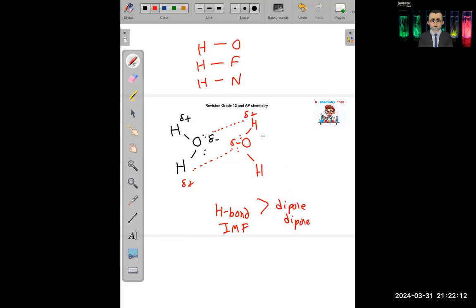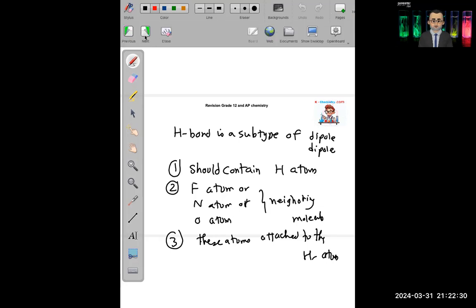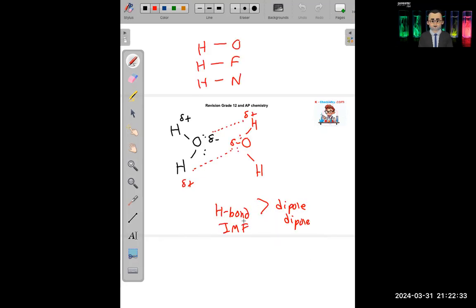three conditions. So how to differentiate between the hydrogen bond and the dipole? If you have these three conditions that we mentioned, then it is a hydrogen bond. If it does not have all of these three conditions, if one of them is missing, then it will be called a dipole instead of the hydrogen bond.